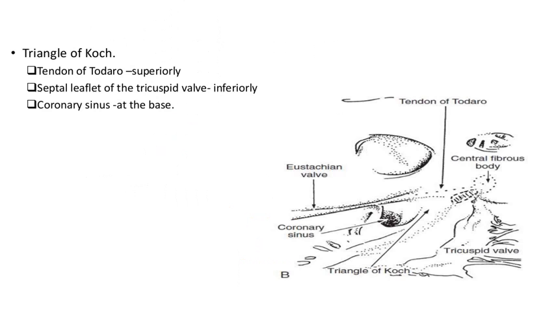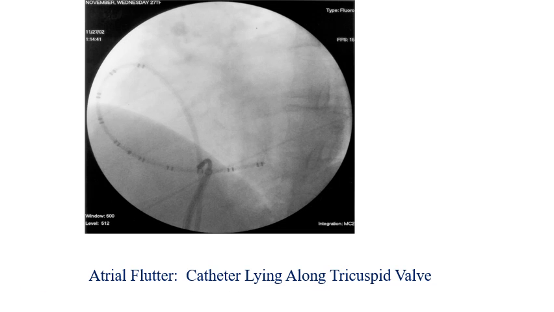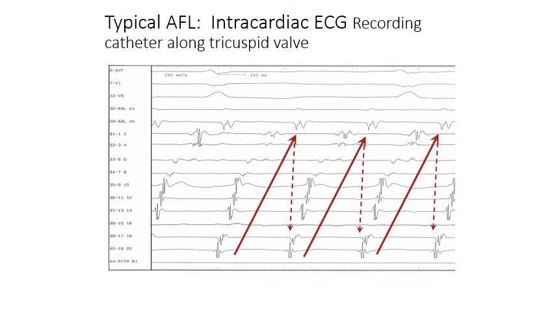Now we come to atrial flutter. This is an example of atrial flutter with 4 to 1 conduction. This is how we put the catheter in the Koch triangle to ablate the atrial flutter. Atrial flutter, typical and atypical. The typical is anticlockwise.